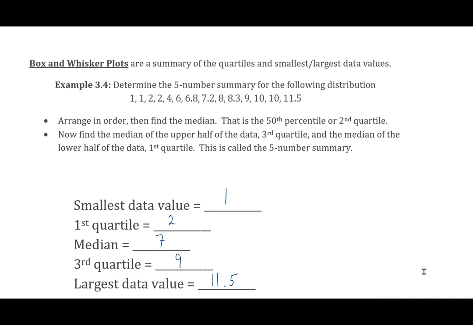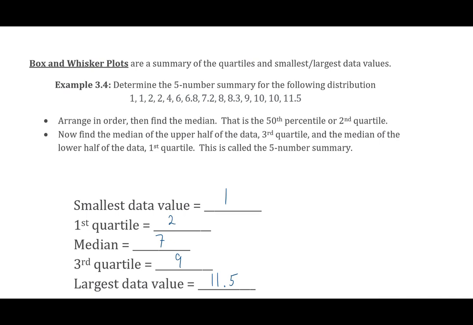Box and whisker plots are a summary of the quartiles and smallest or largest data values. The example says determine the 5-number summary for the following distribution, and then they give us a list of raw data values. These raw data values do look like they are listed in ascending order. First thing we would need to do is arrange them in order. We've already had that done for us, and then we will find the median.